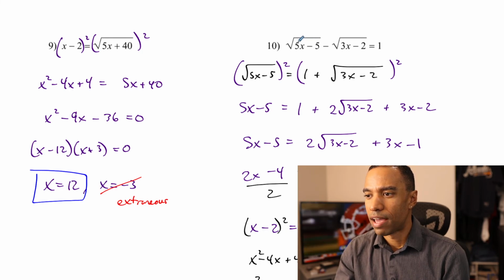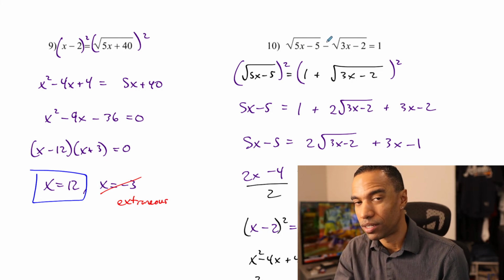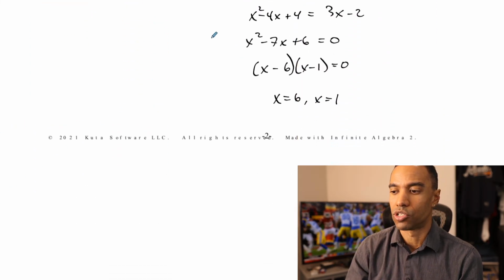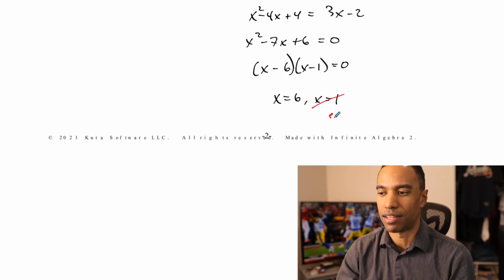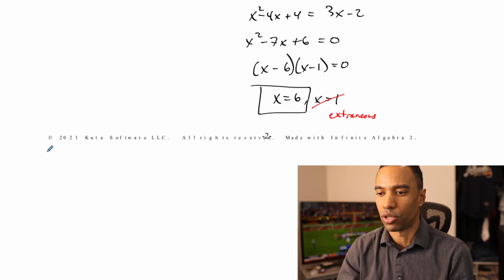1. 5 minus 5 is 0. Square root of that is 0. 3 minus 2 is 1. Square root of that is 1. 0 minus 1 is negative 1. Negative 1 does not equal 1. So 1 does not work. Again, you can kind of see its origins and what it wants to do and what's happening there. So just x equals 6 is the only one that works there.